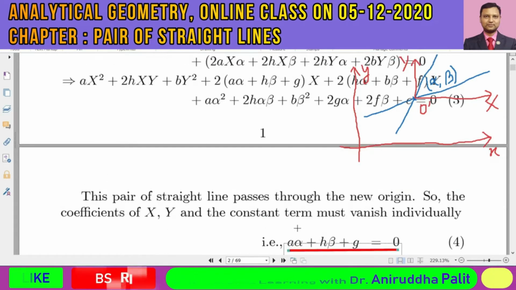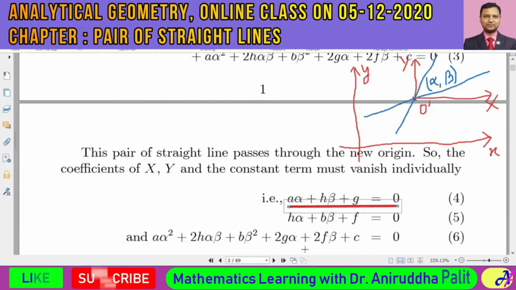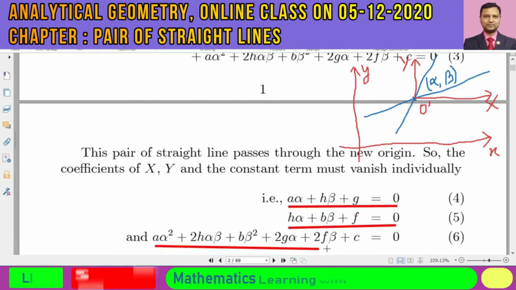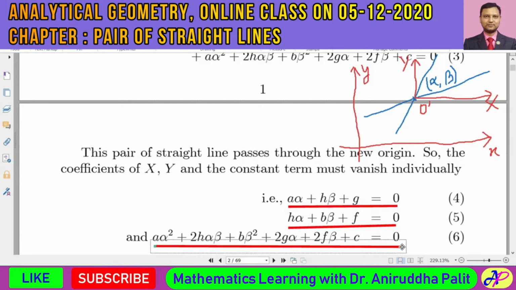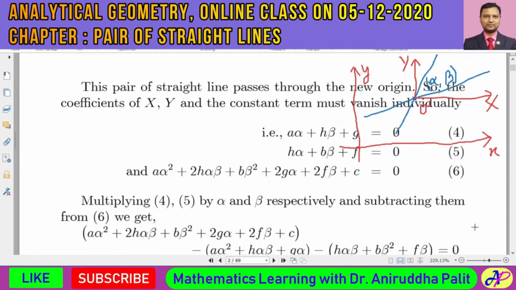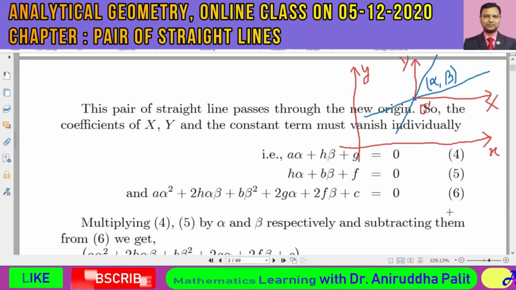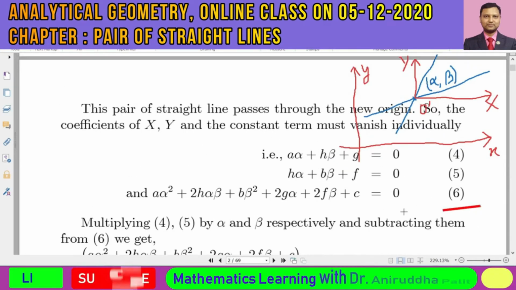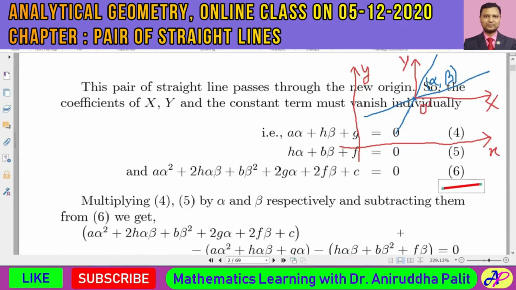Similarly, the second term, the coefficient of Y, should be 0. It gives H alpha plus B beta plus F, and this is the constant term. These three expressions should be equal to 0 individually. Now consider this last expression, equation number 6.